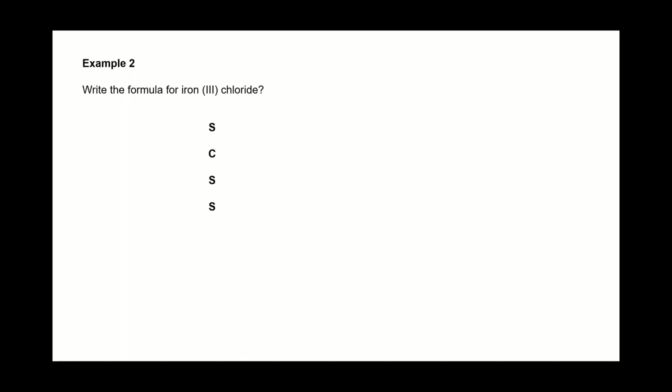Example 2. Write the formula for iron 3 chloride. Once again, SCSS, symbols, charges, and remember III is the Roman numeral for 3. Swap them between the columns, and we can see that 1 and 3 do not share a common factor. Therefore, the formula for iron 3 chloride is FeCl3.